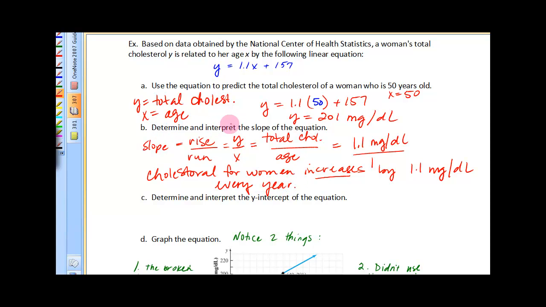Interpreting the slope is probably one of the most important things about learning lines. Being able to interpret your data for other people. And we do that by really taking a look at, well, what are the y's? What do the y's mean? What do the x's mean? And how are they related? Well, for 1.1 milligrams per deciliter of cholesterol, it's going to increase every year.